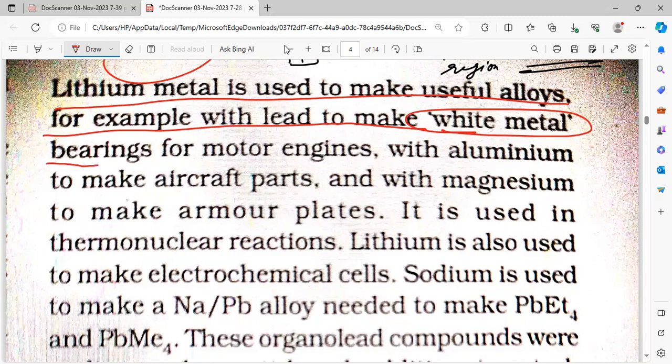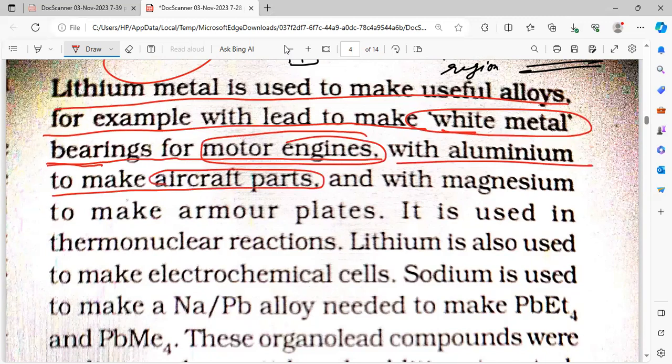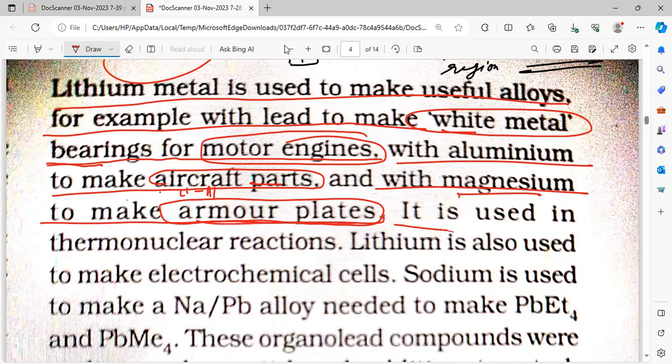In electric vehicles. Also for bearings of motor engines. It is also used with aluminum to make aircraft parts. With magnesium it makes armor plates. What are armor plates? A bulletproof jacket is called armor plate. So lithium mixed with magnesium makes armor plate. It is used in thermonuclear reactions, so nuclear reactions also use it.